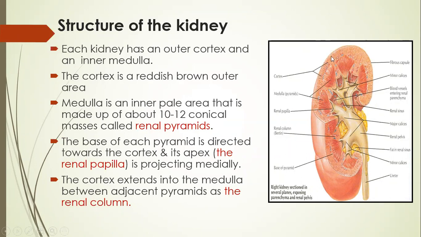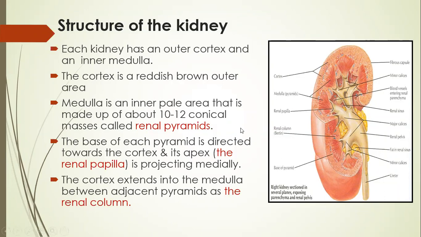The cortex is reddish brown in color. So the cortex will be reddish brown and the medulla will be paler. Here it has been shown reversed, but this is just the picture. They have shown it in different colors. But the cortex will be darker and the medulla will be paler.